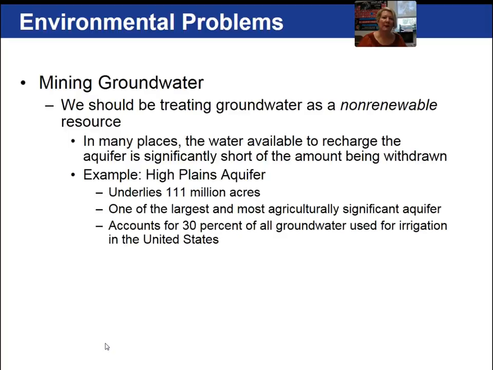Groundwater should be treated as a non-renewable resource. In many areas, it is being extracted at a faster rate than it is being recharged. A good example is the High Plains Aquifer, also known as the Ogallala Aquifer. It is one of the largest and most agriculturally significant aquifers, accounting for 30% of all the groundwater used for irrigation in the U.S.